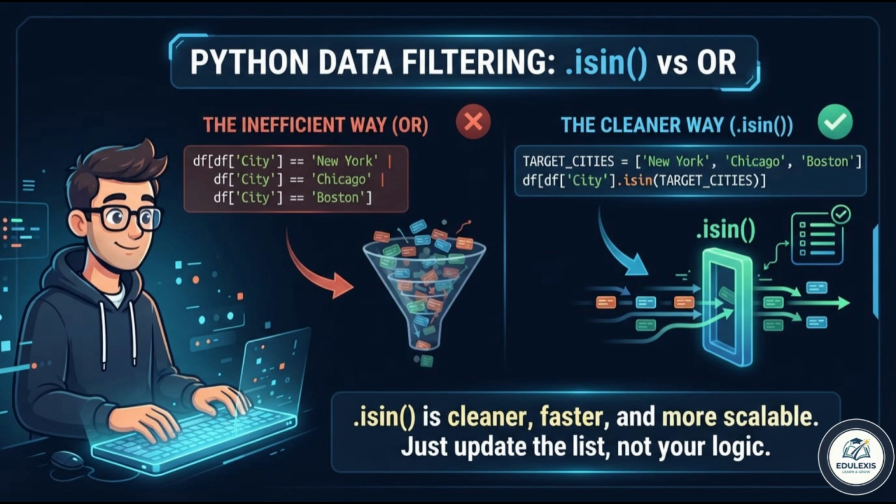Sometimes you want to filter by a list of options. Instead of writing city equals New York or city equals Chicago or city equals Boston, we use .isin. The code is df[df['city'].isin(['New York', 'Chicago', 'Boston'])]. This is much cleaner, faster, and more scalable. If your list of target cities grows, you just update the list, not your entire filter logic.